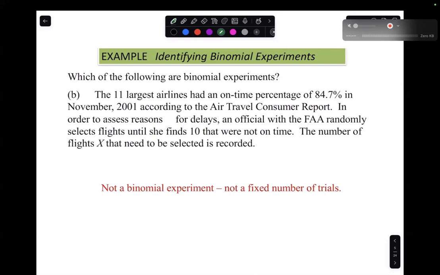It does have an on-time percent of 84.7%. That's a fixed probability. And we're assuming they're independent, which I don't really think they would be independent if it's, oh, it is because it's not all at the same airport. It's all flights, so not likely to find ones that affect each other, but there's not a fixed number of trials. Therefore, this is not a binomial experiment.